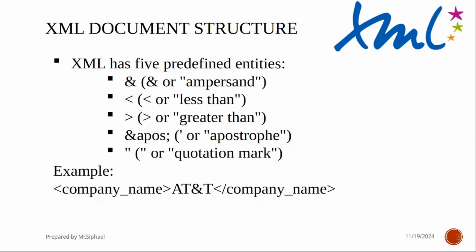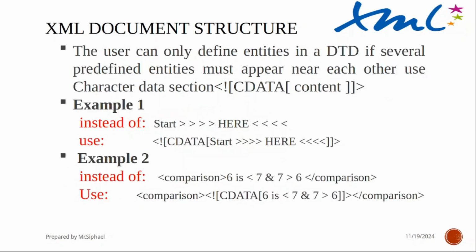Okay, so in case you want them to be displayed as they are, you have to use the CDATA as we described above. The user can only define entities in a DTD. If several predefined entities must appear in each other, use a character data section. It means whatever is written inside will not be interpreted as XML code. So instead of using it directly, you just put it in a CDATA to be rendered without any problems.